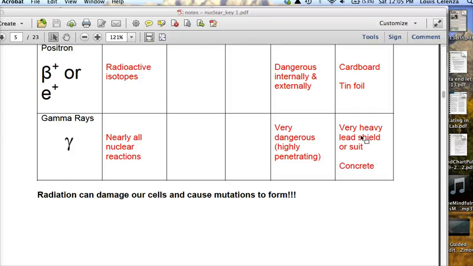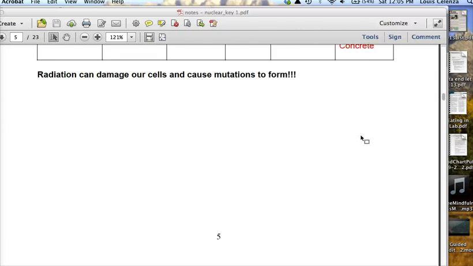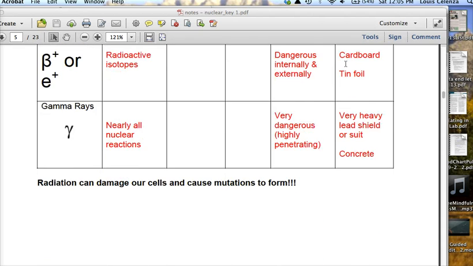That's one of the reasons why when you go to the dentist and have an x-ray, they put that extremely heavy apron on top of you. It's a lead apron, so that the x-rays really don't go anywhere except in your mouth. And that's really what you need to know. The notations and the masses are on your reference tables. The shielding is not on your reference table, so you need to remember that.